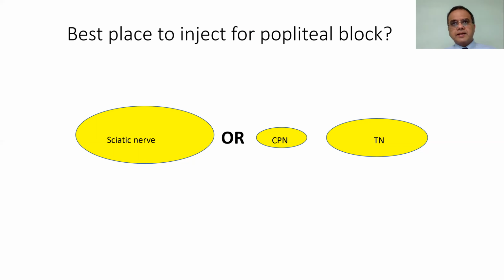Whereas if you inject around the sciatic nerve, because it's such a long, big nerve, the local has to diffuse through the entire nerve to block it. So always inject at this level where the nerve has divided into individual components.